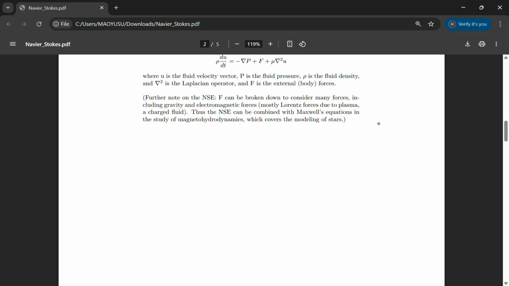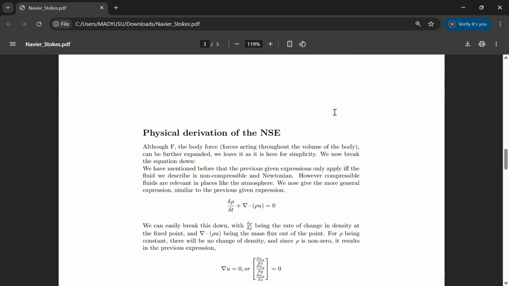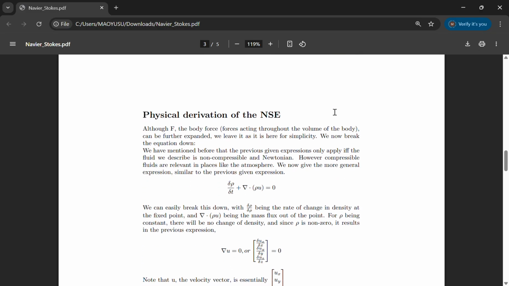So NSE can be combined with Maxwell's equations in the study of magnetohydrodynamics. This was from a YouTube video, but our studies here, anyways, are quite interesting. You can go search it up. It's in the modeling of stars. Yeah, I covered that because, again, this essay is on modeling.